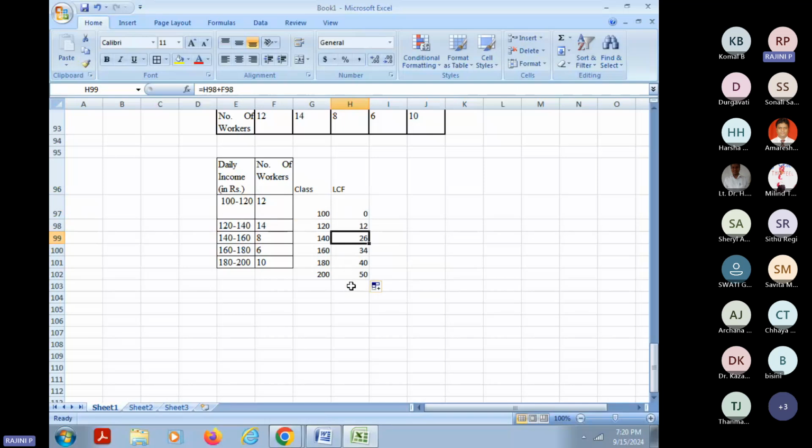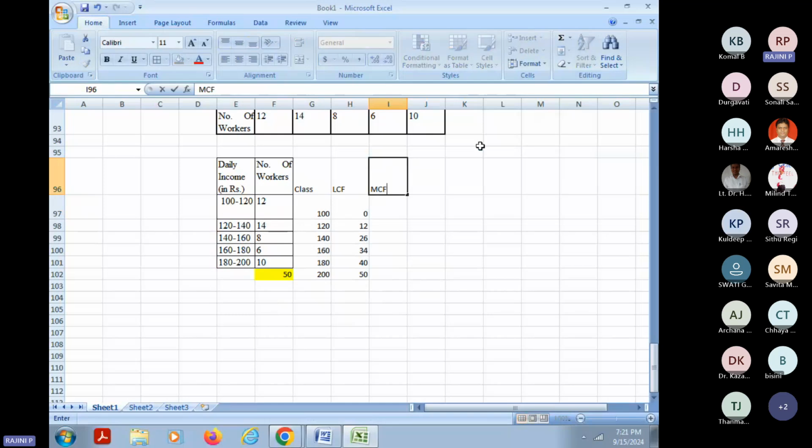So like that, here we have taken. And the last value, up to 200. Daily income up to 200. How many will be there? All these people are less than 200. All people come under less than 200. So check whether what we did is right or not. Select this number of workers, go to the home tab, click on auto sum. You'll be getting the total. It is 50. Check if the last value is 50 or not.